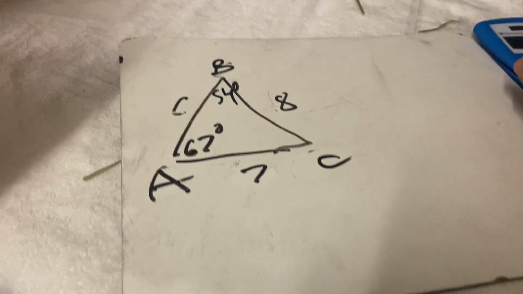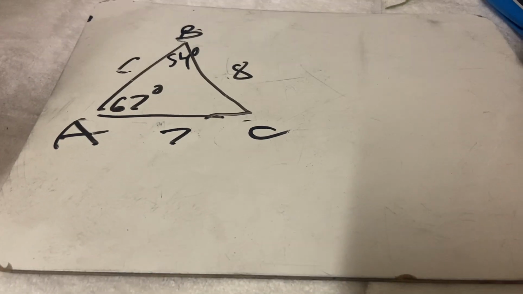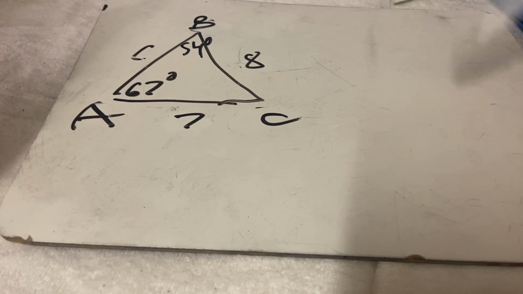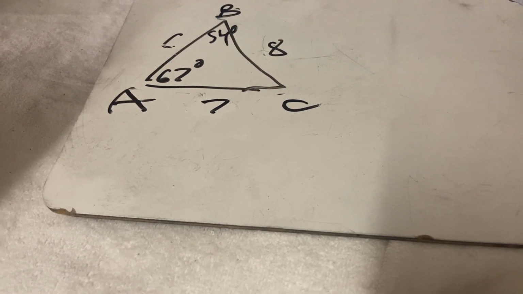Okay, now we've got to find C. Sorry, my hand is aching. I'm holding the camera with my other hand. Okay. Okay, and now we want to find C.